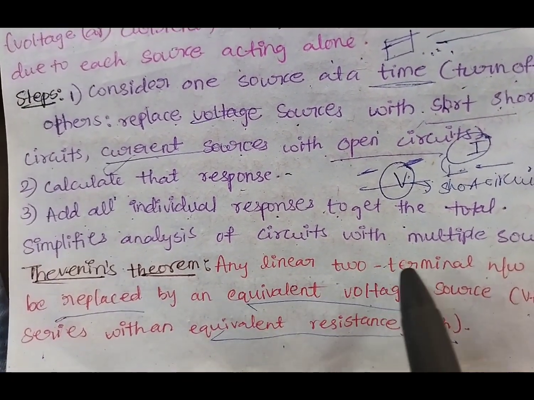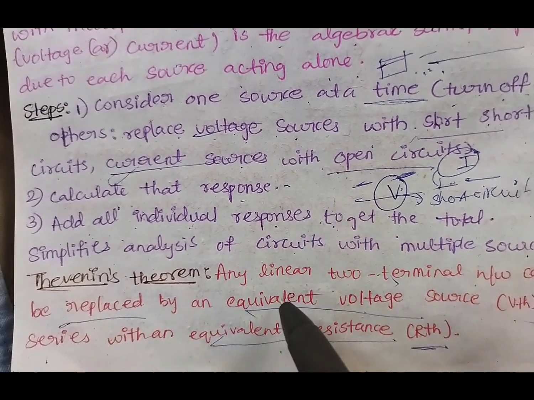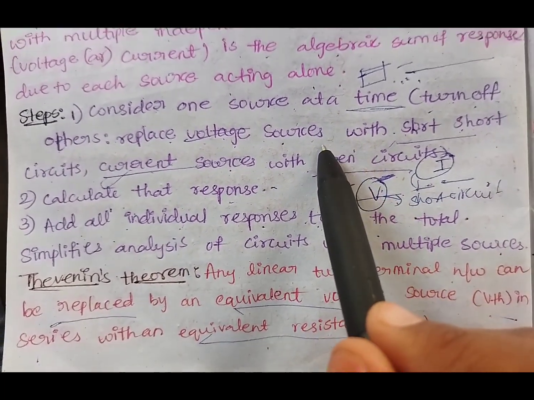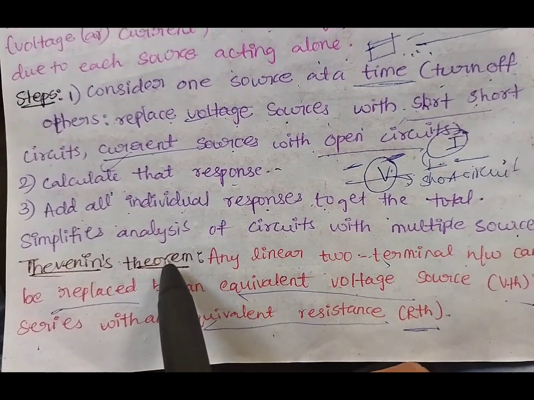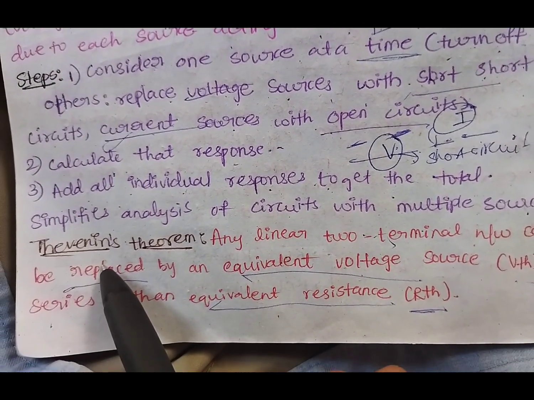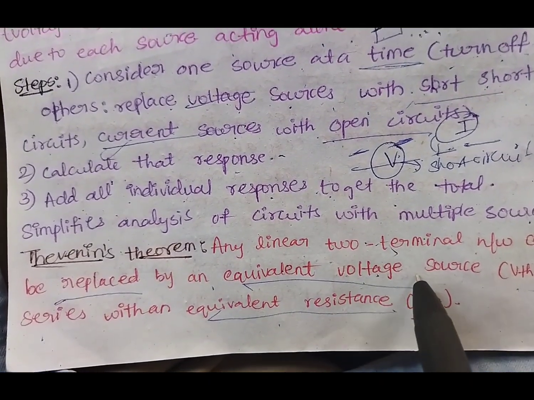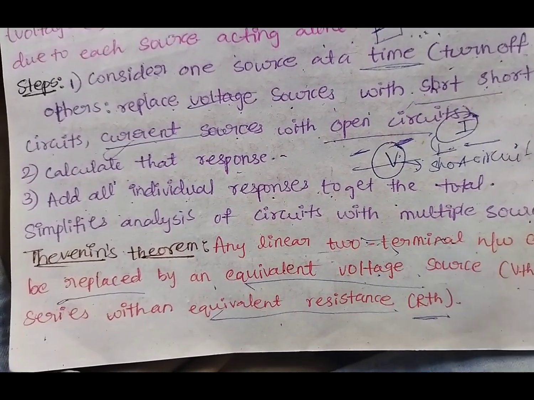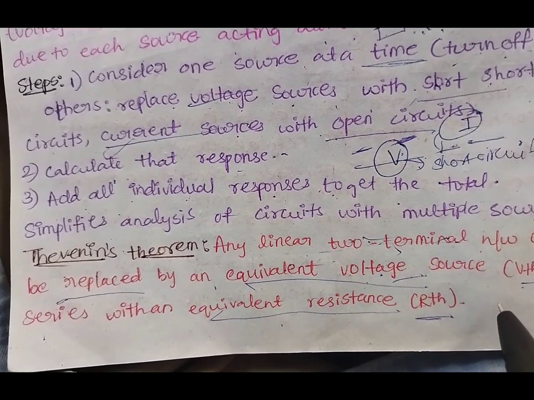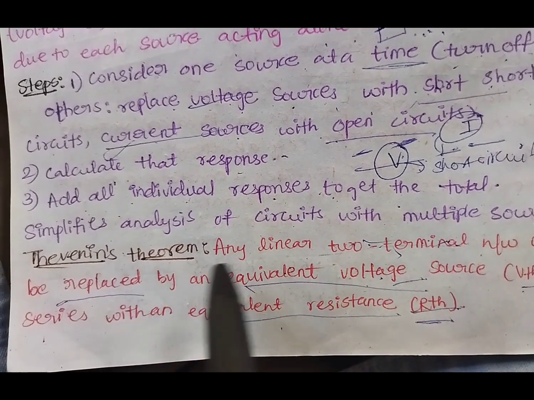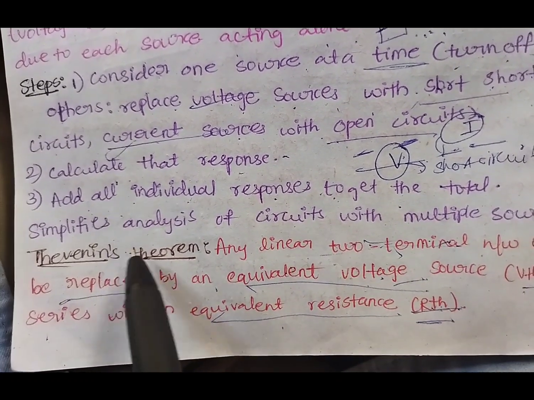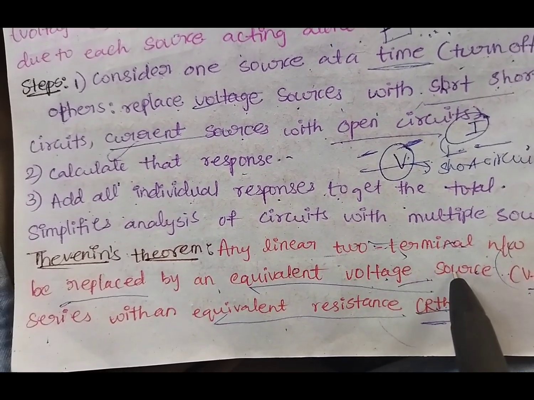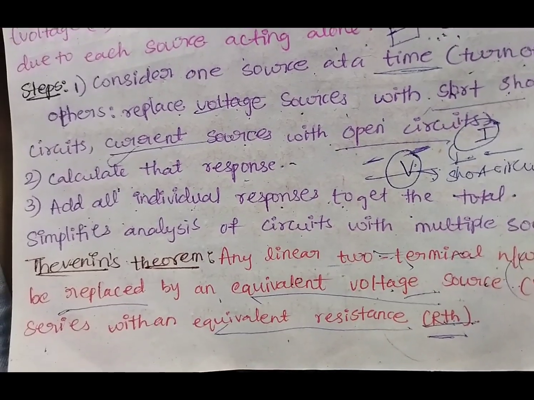Thevenin's theorem applies to any linear two-terminal network. Here a single linear two-terminal network is used, where we use this superposition purpose. For two terminals we use Thevenin's theorem, and the network can be replaced by an equivalent voltage source and resistance. In place of the two-terminal network we replace it with the voltage VTH and resistance RTH. Voltage is replaced with VTH, resistance is replaced with RTH. These are two terminals with a linear network.